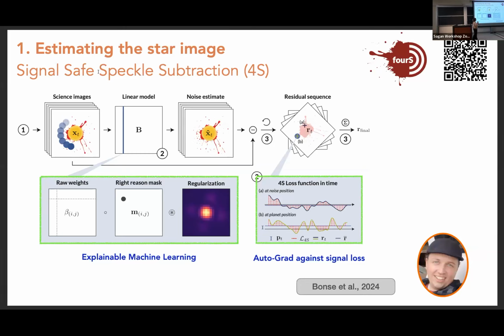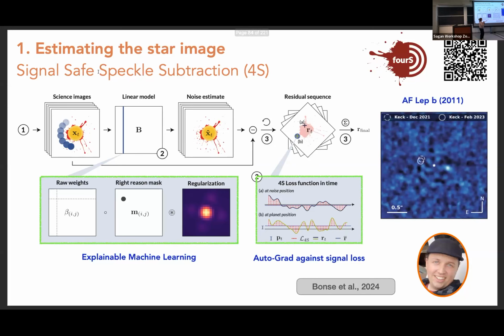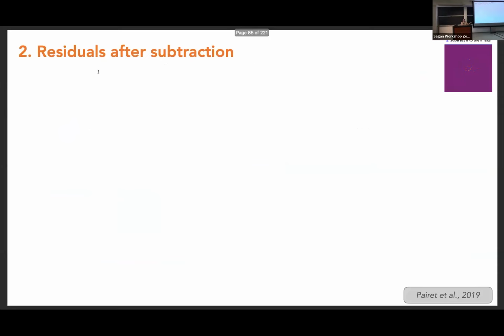So how to get out of that. But one important result: he used 4S to rerun the very old NACO data in the archive, and he found AF Lep b in those images. And it's great because compared to years before, in 2011, you have a long timeline. The conclusion is that it's quite important to work on better algorithms and to understand better what's going on in the data, because then you can revisit archive data and find very interesting scientific results.